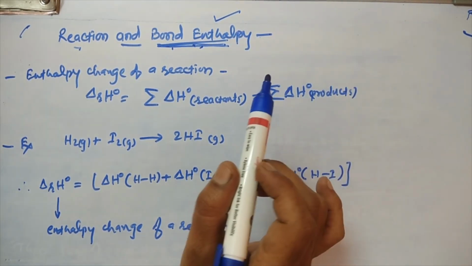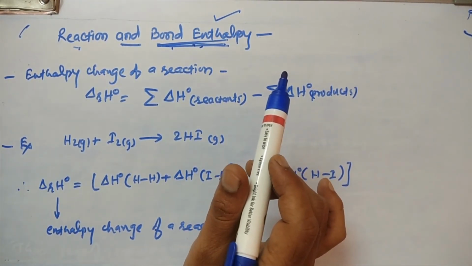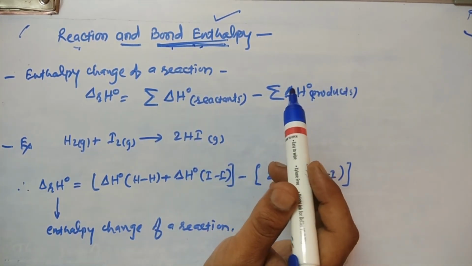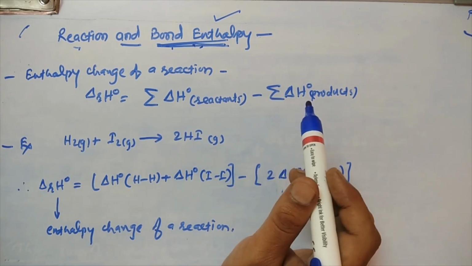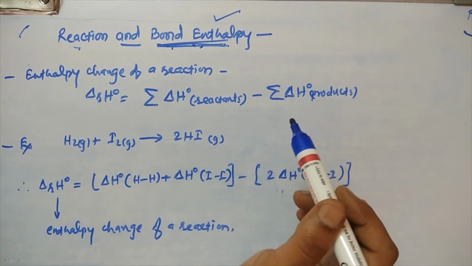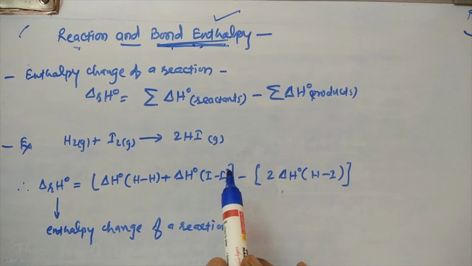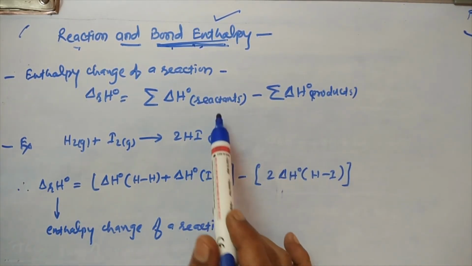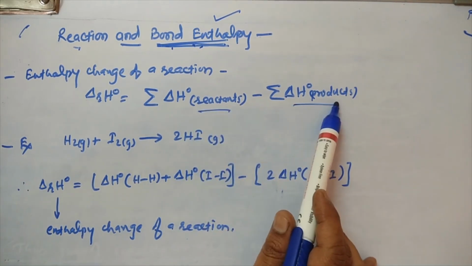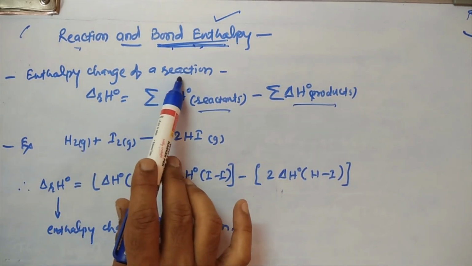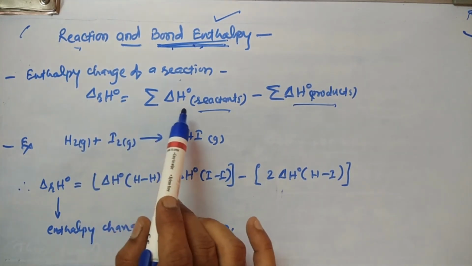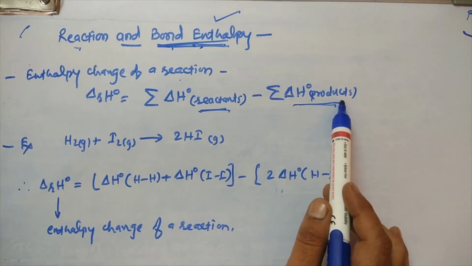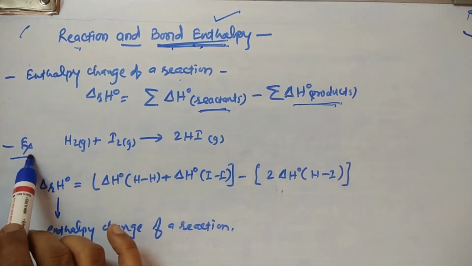So the reaction involves substances as reactants and products. They contain covalent bonds. So the enthalpy of the reaction is calculated by knowing the bond enthalpies of the reactants and products. That's why the enthalpy change of a particular reaction is equal to the sum of the bond enthalpies of the reactants minus the sum of the bond enthalpies of the products.